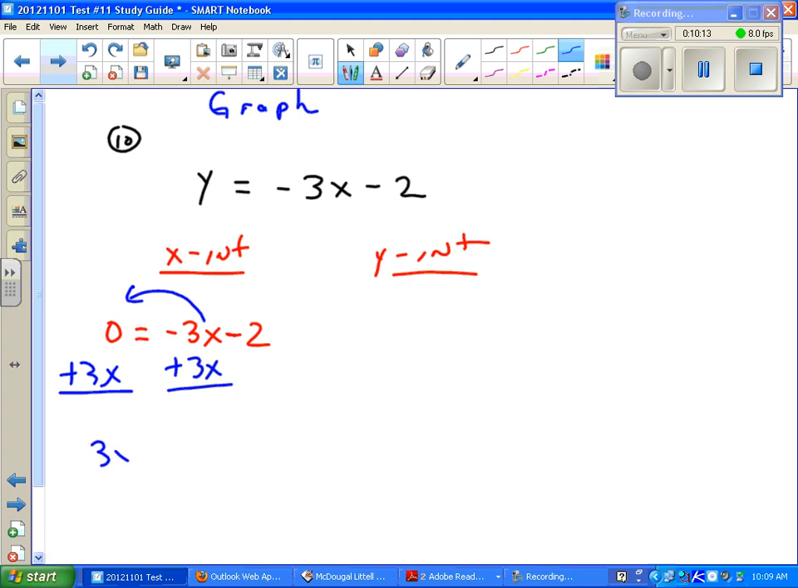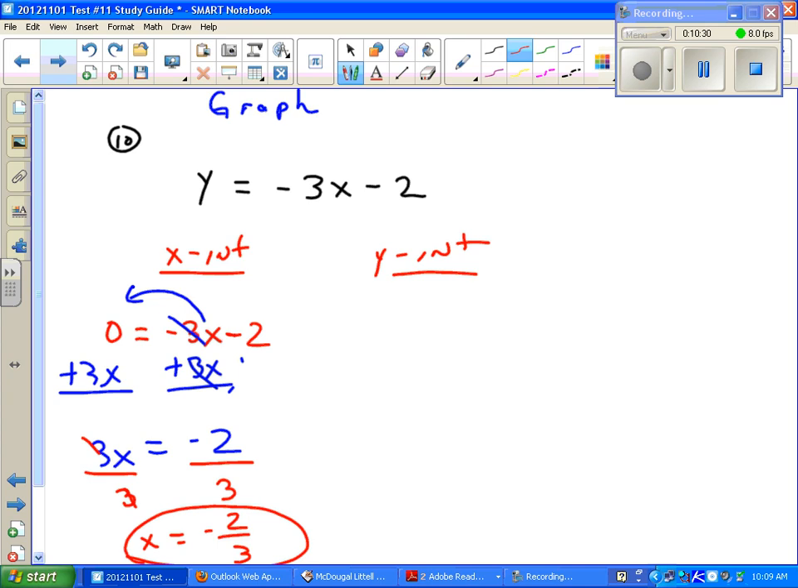So what you have now is 3x equals, these will cancel, don't forget the negative 2. Then to get x by itself, it says 3 times x, so divide by 3. Do it to the left, do it to the right. These will cancel, leaving you with x equals negative 2/3. So that's your x-intercept. Now we're going to have to find our y-intercept as well.